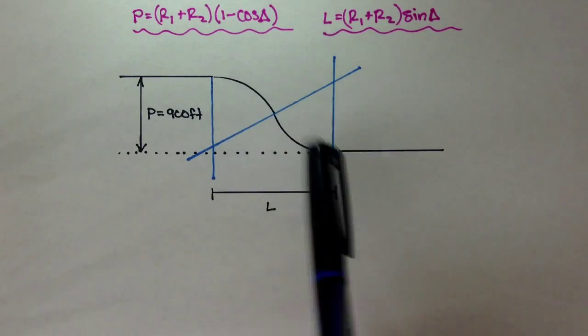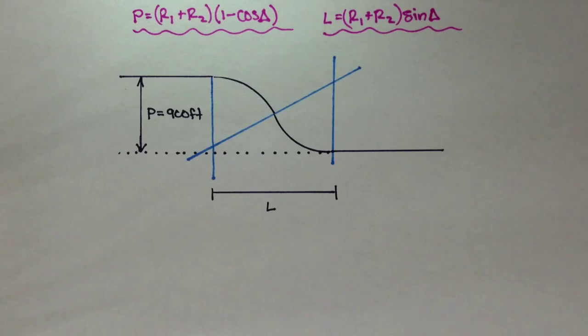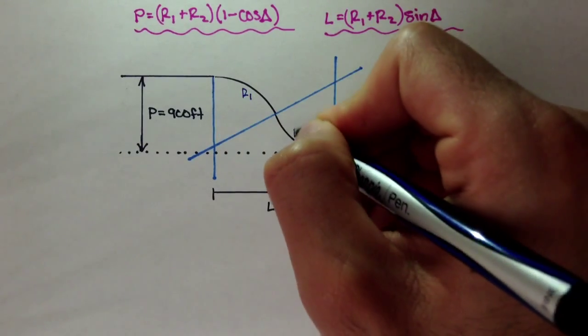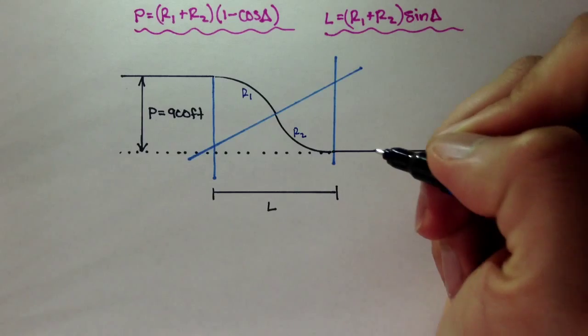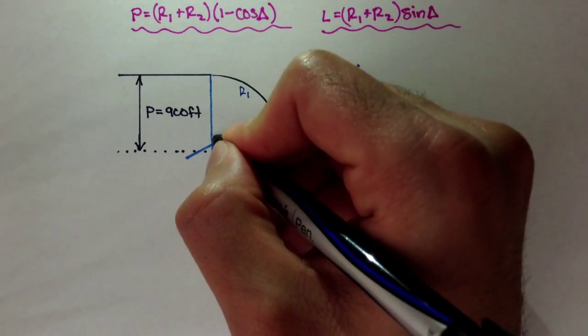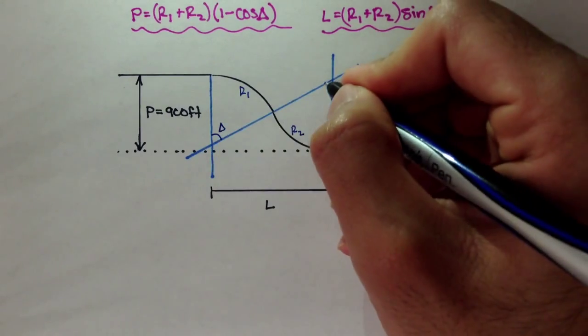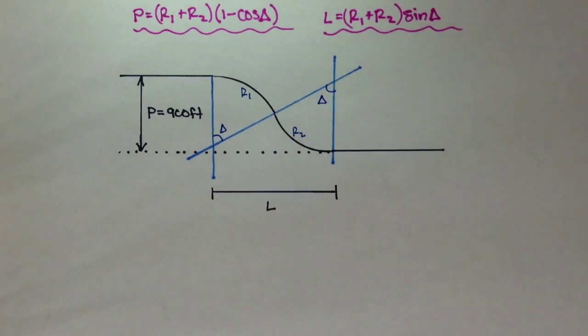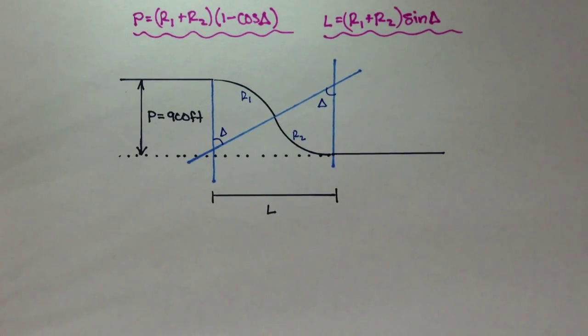Okay, so we have two different curves, each with their own different radii. This would have a radius 1, this would have a radius 2, and if you remember from the last video, this would be delta, this would be delta, right there. Opposite interior angles, so they're the same value.